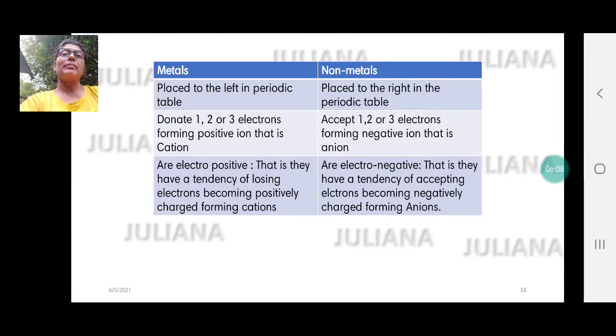So remember now, metals are all placed to the left of the periodic table. Non-metals are placed to the right of the periodic table. Metals donate 1, 2 or 3 electrons. Non-metals accept 1, 2 or 3 electrons. Metals form positive ions or cations, and non-metals form negative ions or anions. Metals are electropositive. When you donate an electron, you have a tendency to become positive. That is, they have a tendency to lose electrons, thus forming positively charged cations. On the other hand, non-metals have a tendency to accept electrons, so they are more electronegative elements.